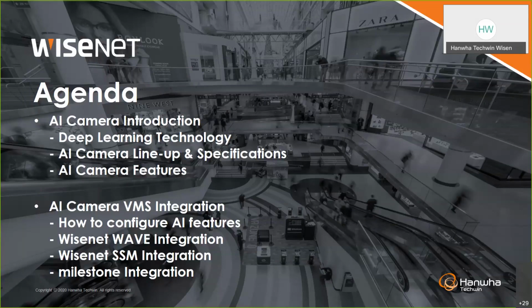And after that, we go for the AI camera VMS integration. Actually, our camera has been integrated already with several VMSs, which are Wisenet Wave, Wisenet SSM and Milestone. About the Genetec integration, we are working on it at the moment, so it will be done by August. It will be compatible with Genetec VMS version 5.9.1. And about Wave, now Wave 4.0 is available, and it will be version 4.1 which will be compatible with our AI camera.